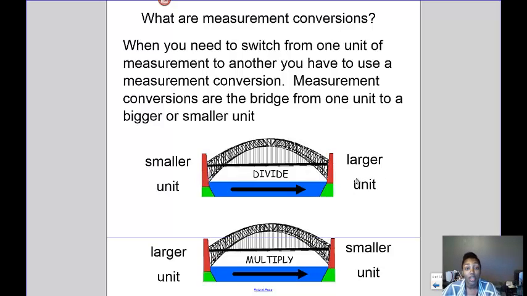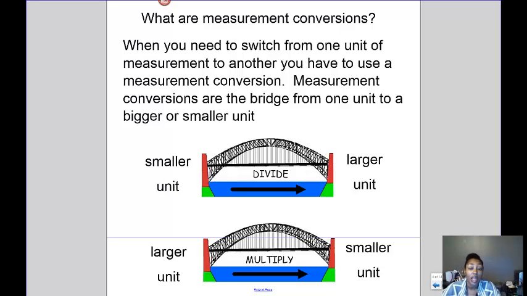So that ratio can be used to help us solve problems or change from inches to feet, or from feet back to inches. So we say measurement conversions are basically the bridge to get from one unit to another unit. If I want to change from one thing to another, I need to cross a bridge, and that bridge is that measurement conversion, or that ratio. If I'm going from a smaller unit to a larger unit, I'm going to divide by the measurement conversion. If I'm going from a larger unit to a smaller unit, I'm going to multiply by the measurement conversion.